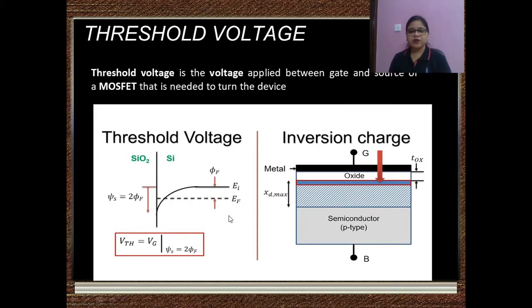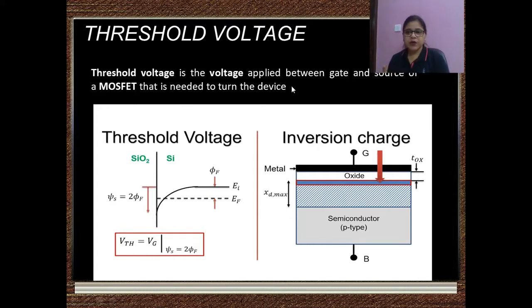Now further in this lecture, we will first derive the equation for the threshold voltage, on which parameters it depends, and what change in the equation will come when we do it for the NMOS device or for a PMOS device. And why this threshold voltage is important, as we have just defined, is that it is the minimum voltage which is needed to turn the device on.